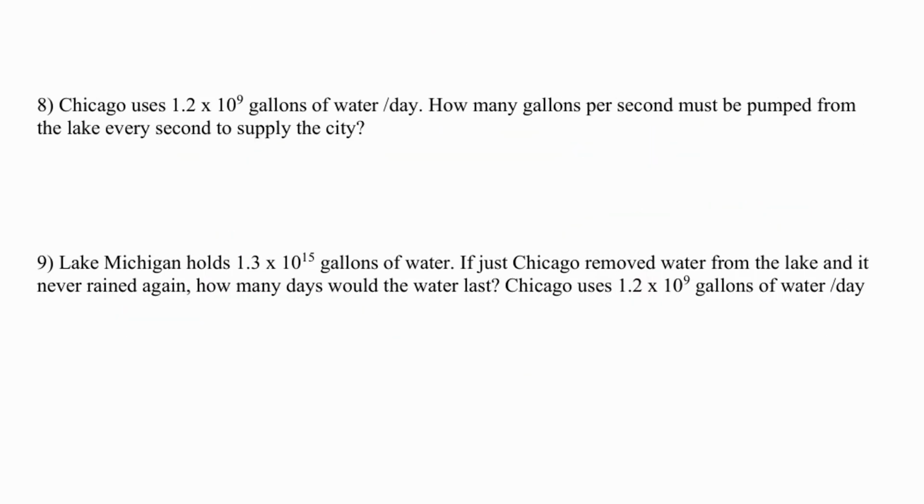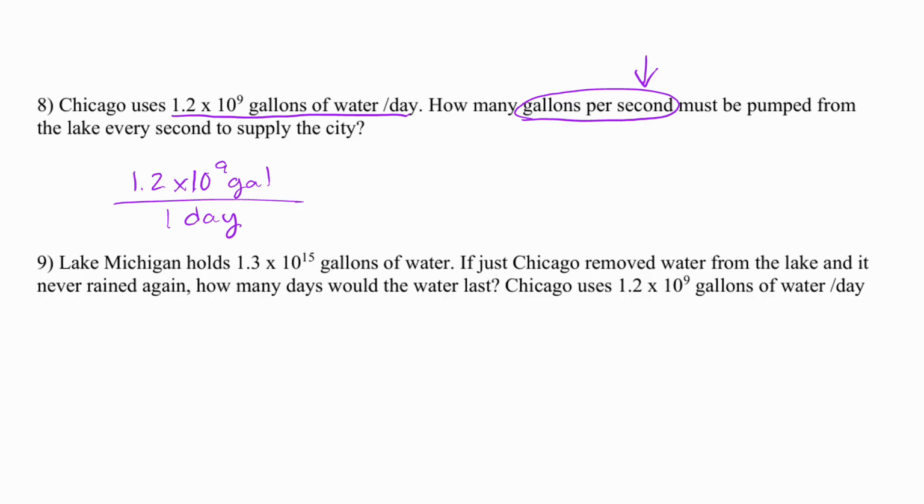All right, now we're going to ramp it up a little bit to a little more complicated problem sets. Number 8 says Chicago uses 1.2 times 10 to the 9th gallons of water per day. So that is where I'm going to be starting. It says how many gallons per second, so that's what I'm looking for, must be pumped from the lake every second to supply the city. So I know that Chicago uses 1.2 times 10 to the 9th gallons of water for every 1 day. And I want to get how many gallons per second that is.